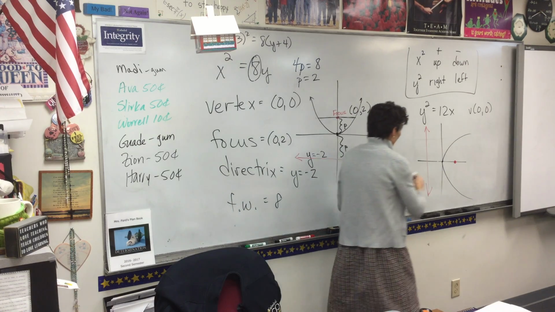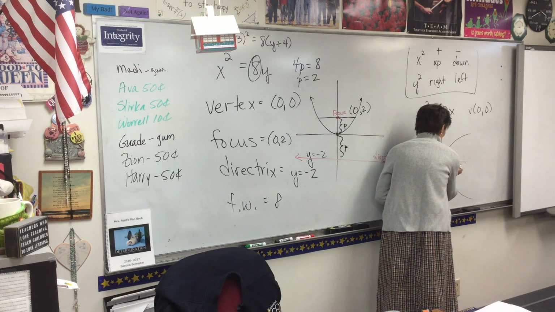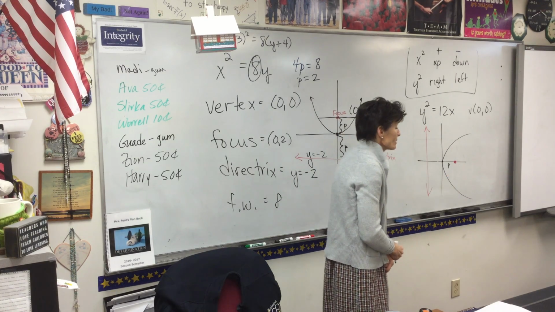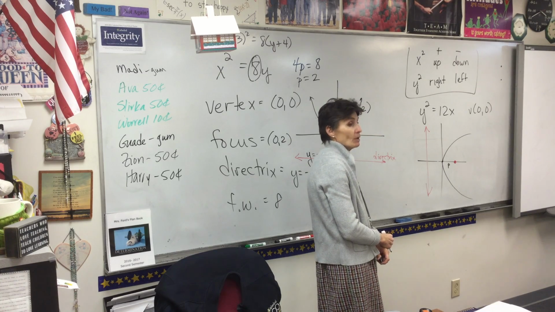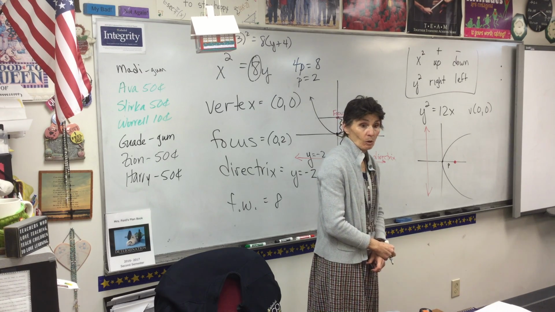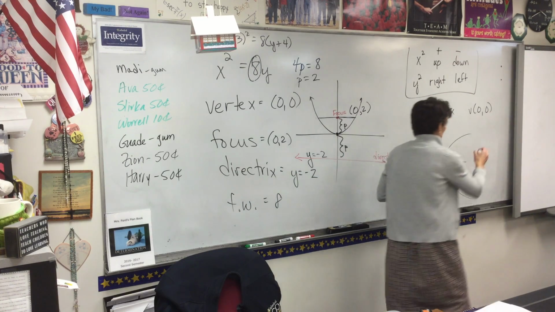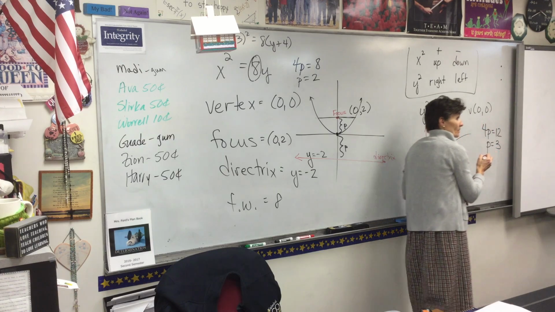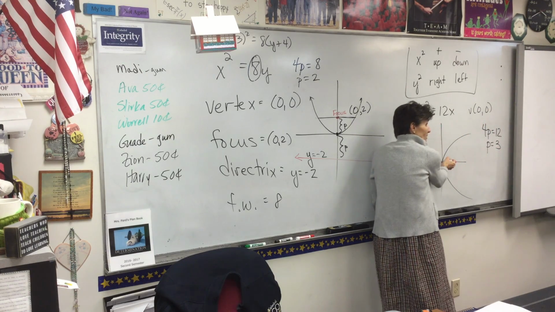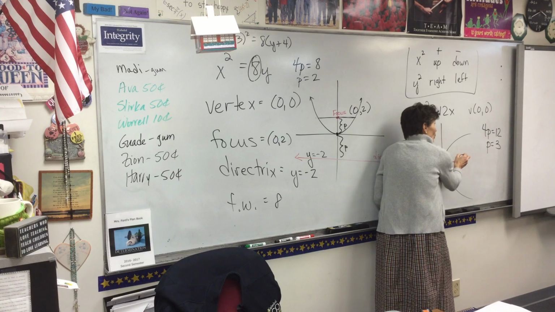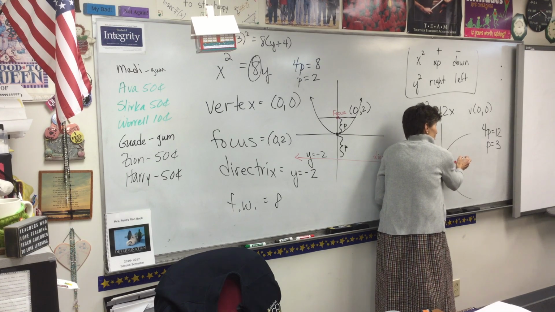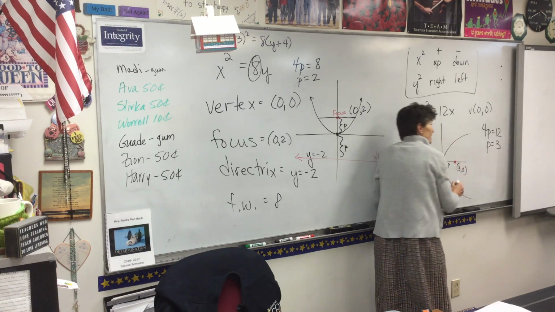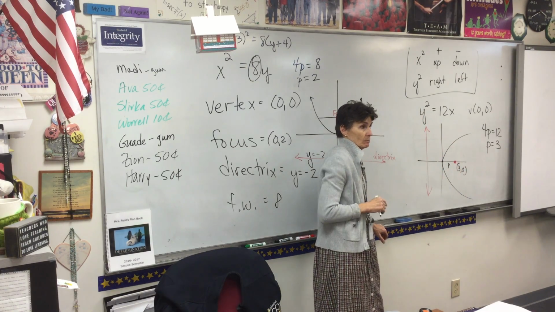Now, in order to figure out what that point is, I have to know what P is. How far over do I go? Who remembers how we find P? 4P equals 12. So if 4P equals 12, P is 3. So I'm going to start right here, and I'm going to go forward 3. So what's that point going to be? 3, 0. So your focus is 3, 0.